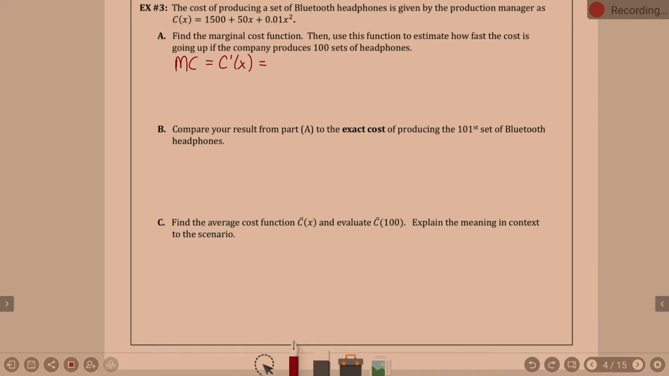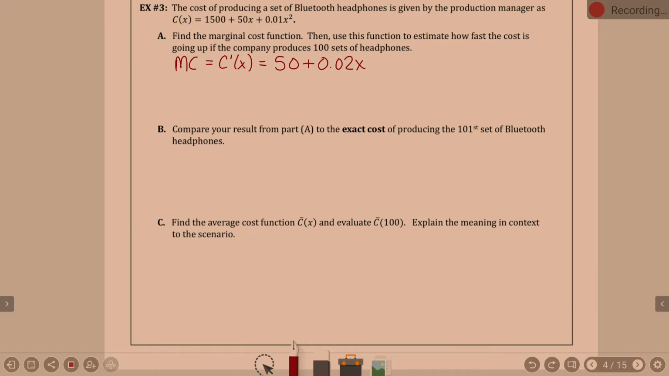Well, this actually says find the marginal cost function. So we can't put this part into the calculator because your calculator won't give you the function. Make sense? So, what is the derivative here? 50 plus 0.02x. Okay, so yeah, since it's asking me to find the function, it's not something I can put in the calculator.